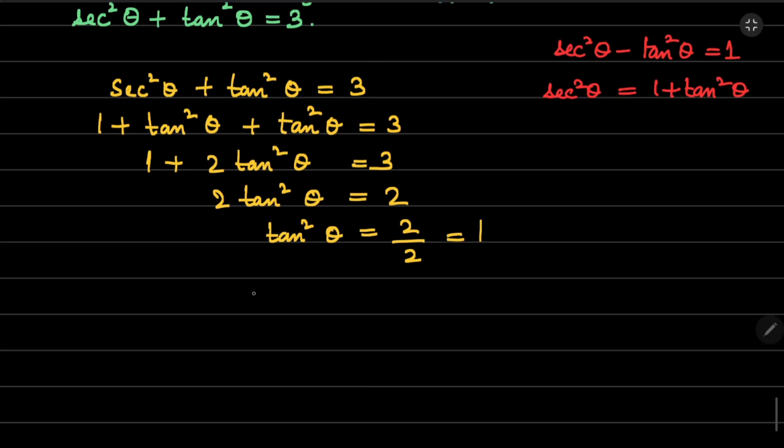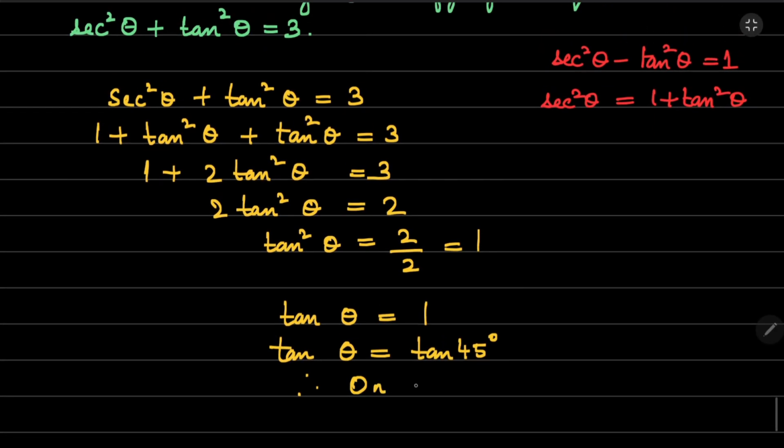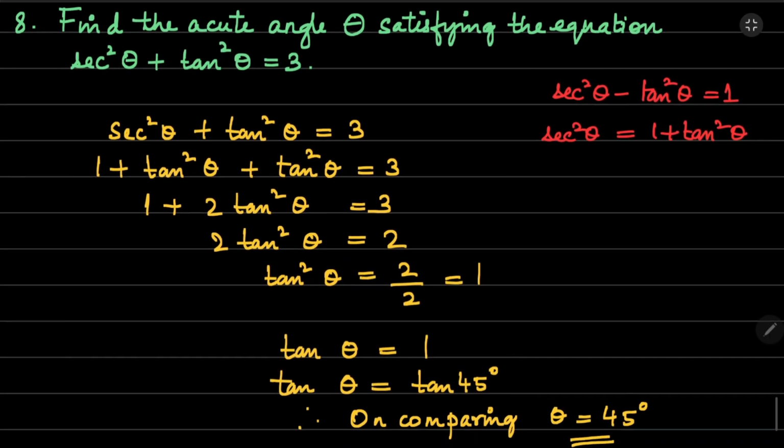Right? If you take square root on both the sides, what is tan theta equal to? Root of 1. It is again 1. So tan theta equal to tan of which value is 1? It is tan 45. Tan of 45 degree. Therefore, on comparing, theta is equal to 45 degree. That's your answer. So you have to just find the acute angle. Acute angle means less than 90 degree. You have got theta is equal to 45 degree. Is it clear? Let me know if you have any questions.